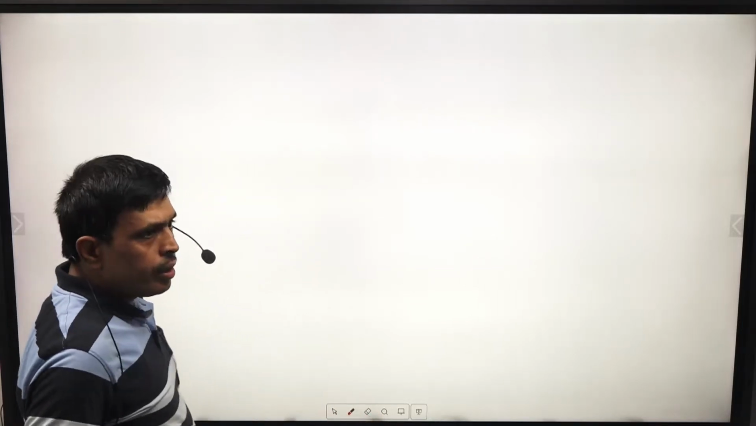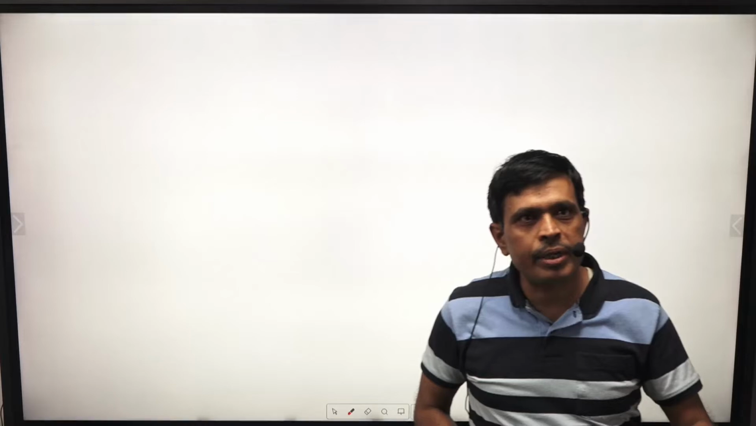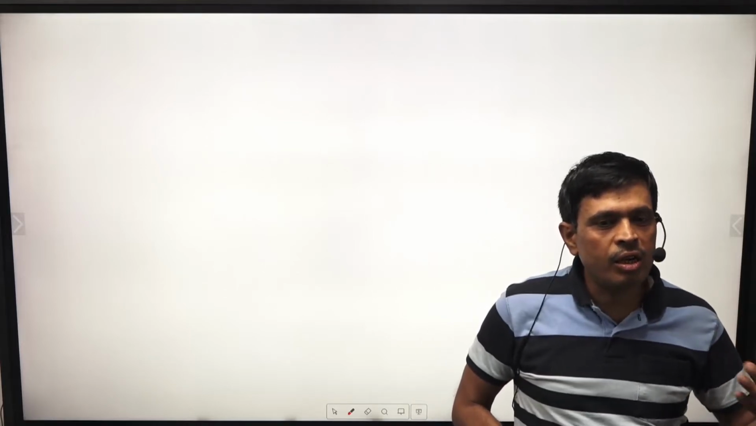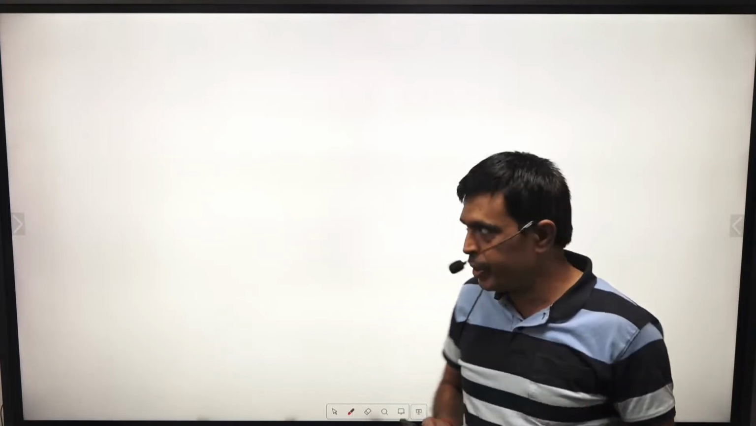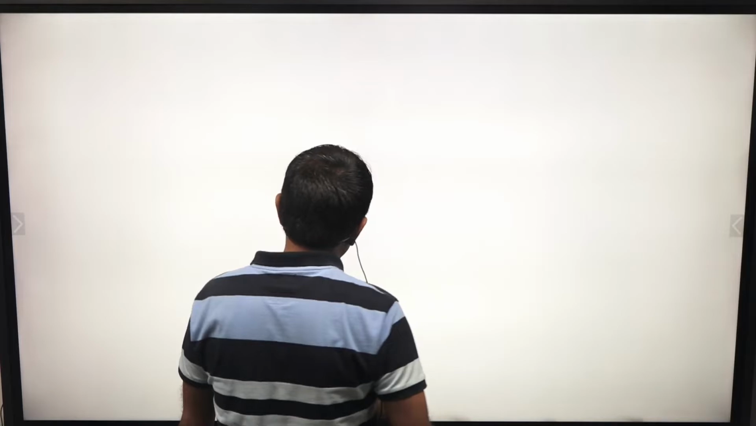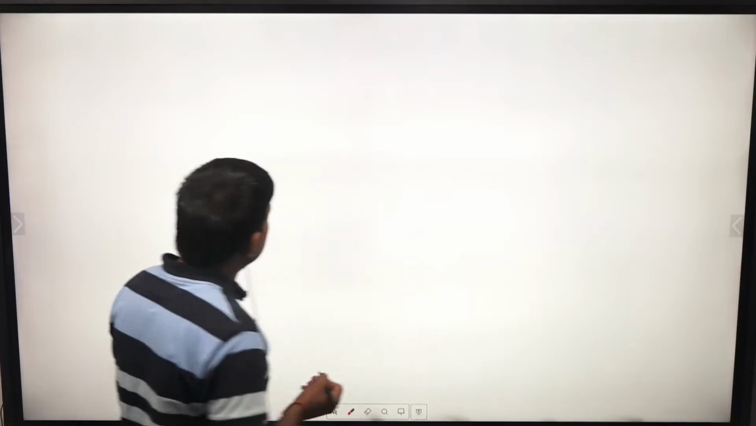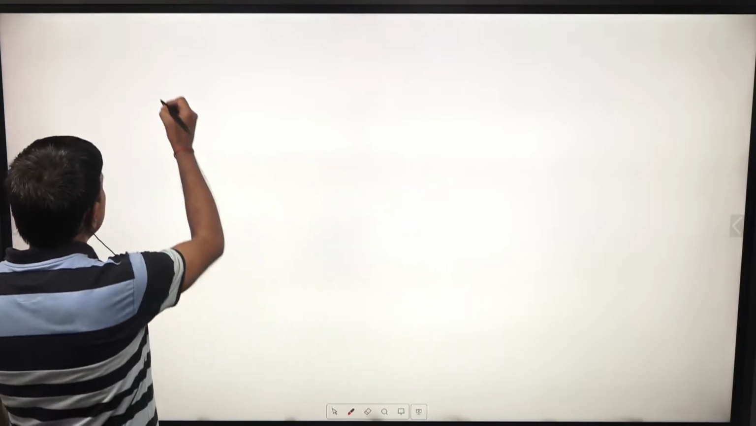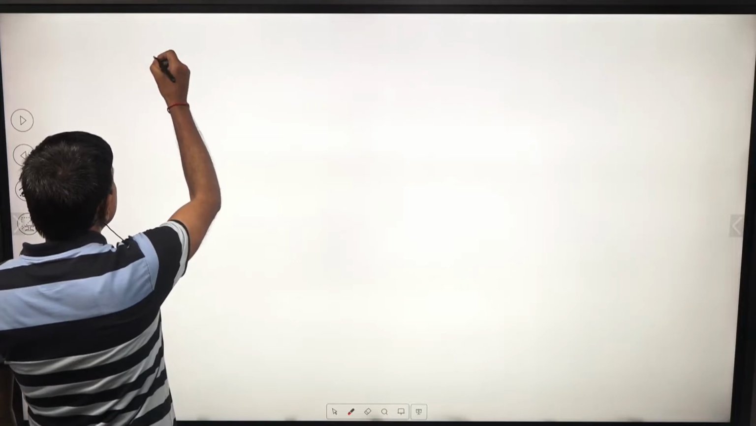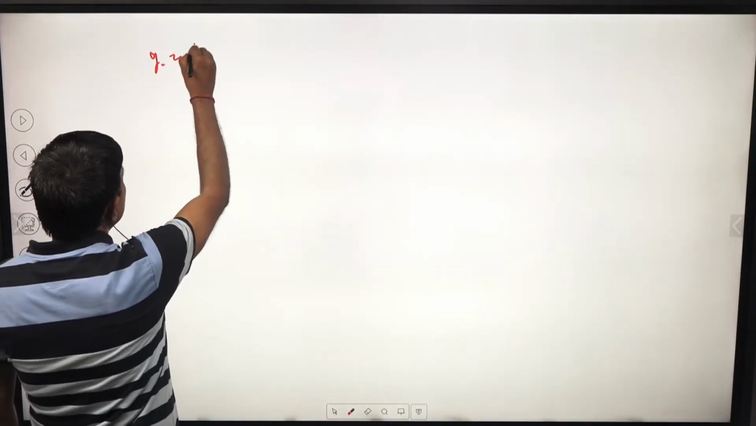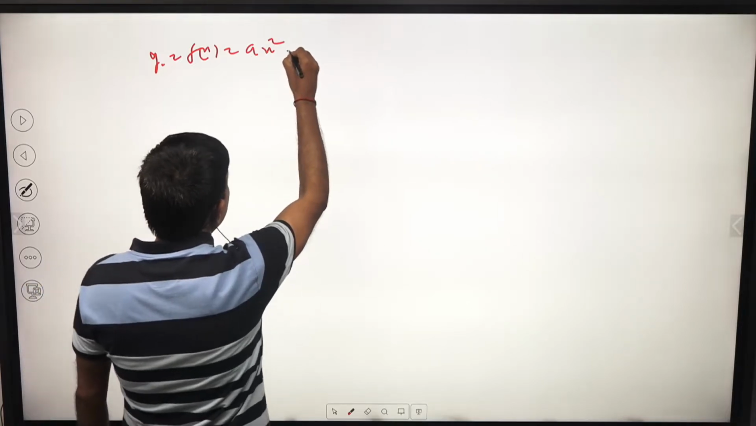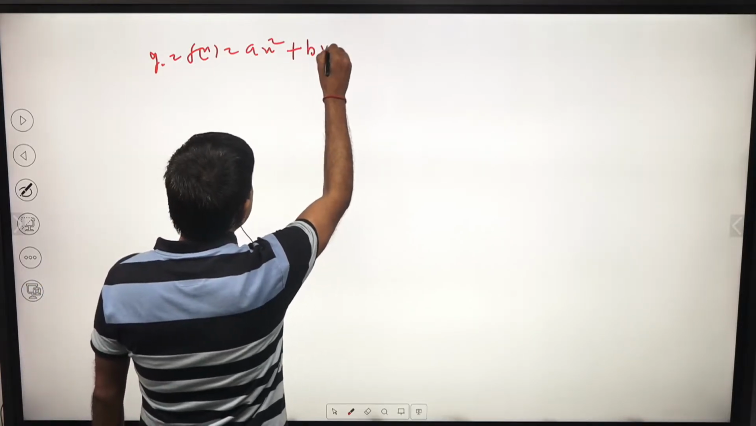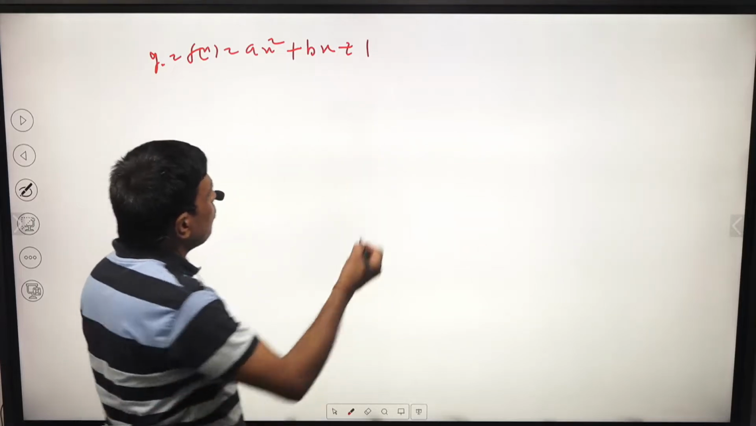Now, we are studying mathematics. Without visualization of a concept, we have no command or in-depth knowledge of that topic. So how do we draw the graph of this quadratic equation? Suppose we write y = f(x) = ax² + bx + c. Plotting the graph of a quadratic equation.